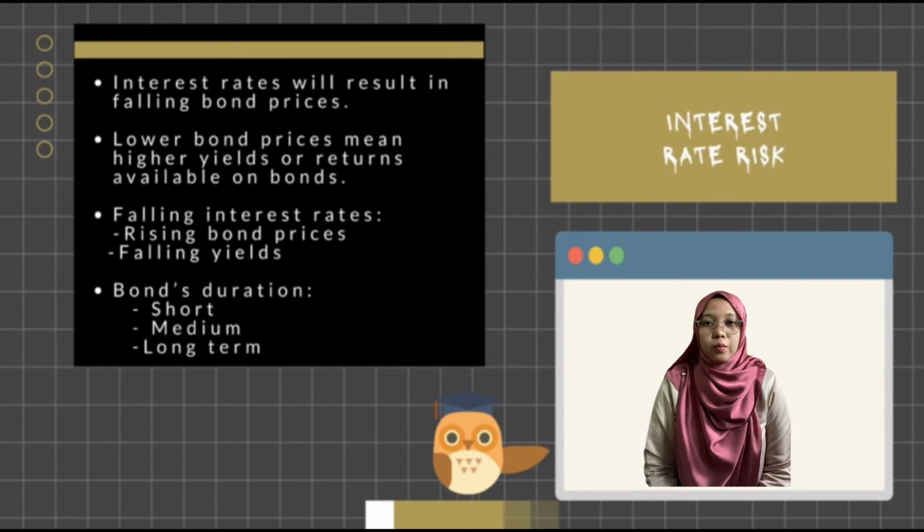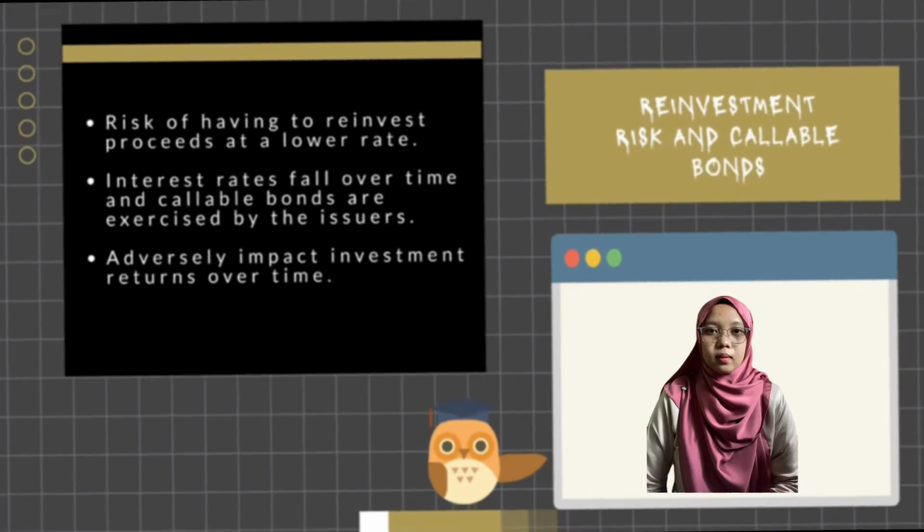Interest rate risk. Rising interest rates are the key risk for the bond investor. Rising interest rates will result in falling bond prices. Remember, lower bond price means higher yield or returns available on the bonds. Conversely, the opposite is true for falling interest rates, which means rising bond prices and falling yield. Before investing in bonds, you should assess a bond's duration, short, medium, or long term.